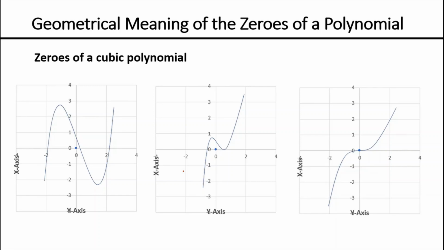Now in general we can say that a linear polynomial or a polynomial of degree 1 will have at max 1 zero. A quadratic polynomial or a polynomial of degree 2 will have at the most two zeros. A cubic polynomial or a polynomial with degree 3 will have at the most three zeros. Another important point to note is that the maximum number of turns or bends in the graph of a polynomial will be the degree of polynomial minus 1.